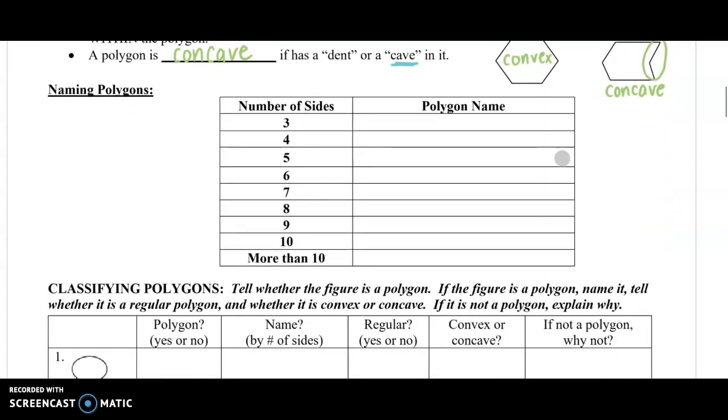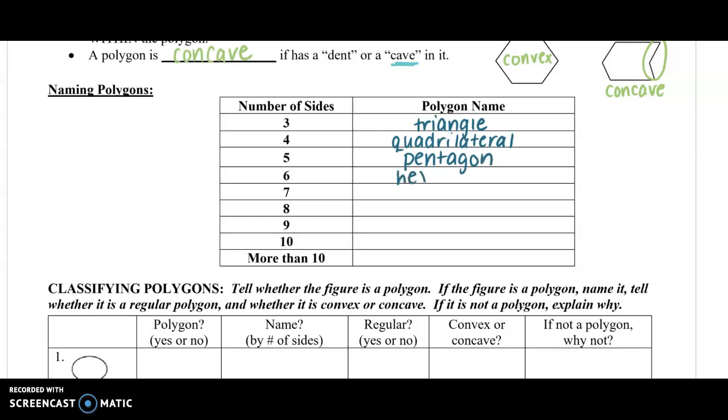So now let's get into naming our polygons. Most of these you guys should know, but we are going to go through them quickly. So 3 sides would be a triangle. And if you want to try this on your own and then check, go for it. 4 sides is a quadrilateral. Don't say square, don't say rectangle. It's just a quadrilateral, 4 sides. 5 would be a, I am blanking, a pentagon. Just had a moment there.